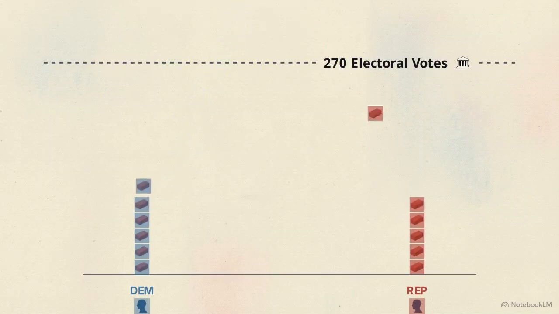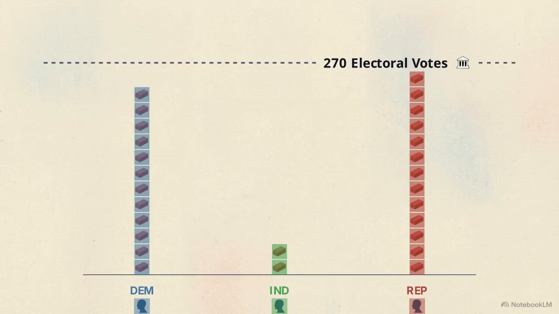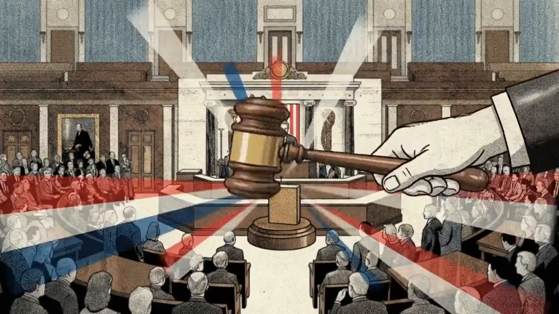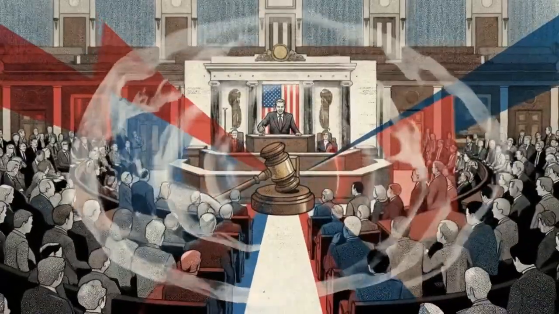A third-party candidate doing well in a few key states could siphon off enough electoral votes to prevent either major party from reaching that required 270 majority. If the Electoral College is deadlocked, the Constitution strips the decision from the voters entirely. The choice is handed directly to the House of Representatives.